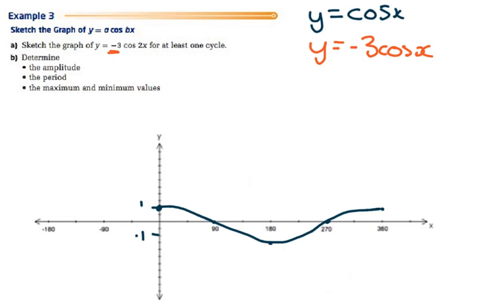First point was at 1, it goes to negative 3. Second point at 0 will stay. The point at negative 1 goes to 3. Next point at 0 stays. And the last point at 1 again goes to negative 3. Connect them, ignoring the bad drawing skills that I have. It would look something like that.